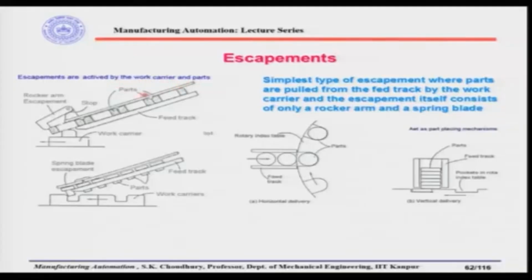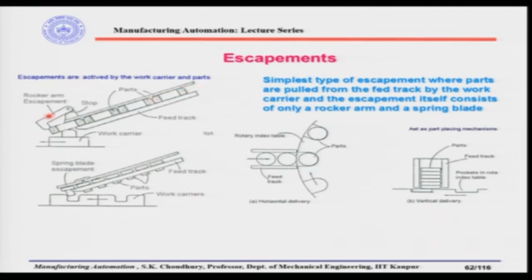So, therefore, the escapements are the devices which provide the parts to be fed to the assembly machine one after another, or one by one. Now, escapements are activated by the work carrier and parts in these diagrams shown here. See, for example, here this is the work carrier. Work carrier will take the works or the parts which are coming through the feed track from the bowl feeder.